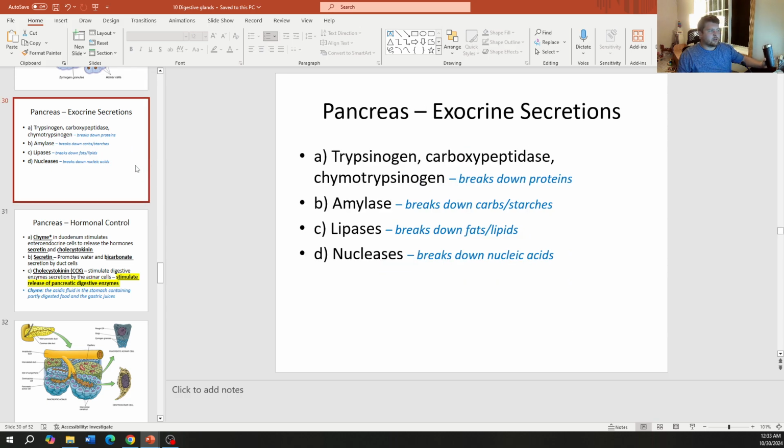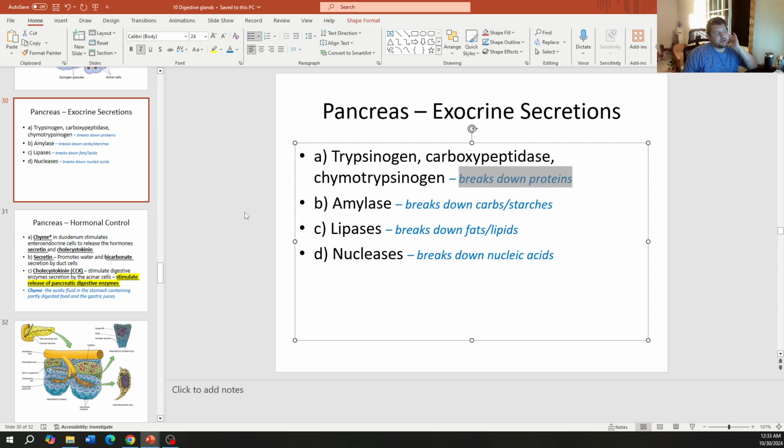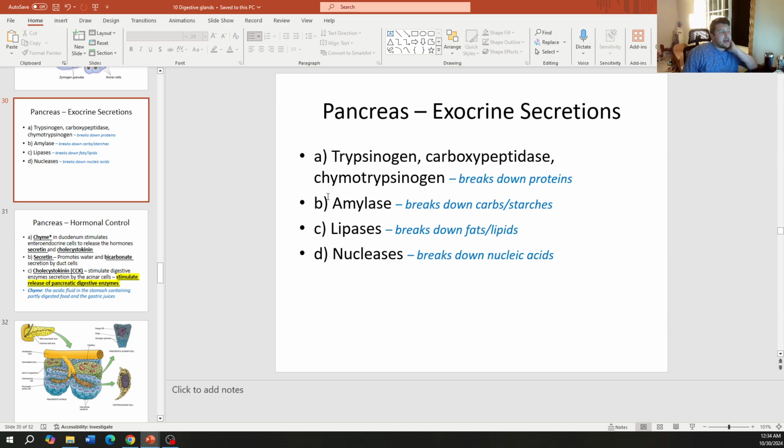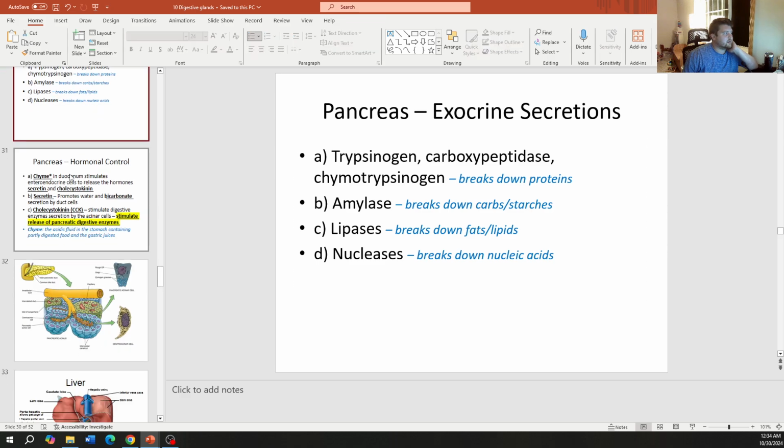Here are some of the other secretions that they produce. Chemicals or enzymes such as trypsinogen, carboxypeptidase, and chymotrypsinogen. These are responsible for breaking down different types of proteins. Amylase breaks down carbs, lipase breaks down fats, and then nuclease breaks down nucleic acids. Commit these to memory, as they will come back many times.